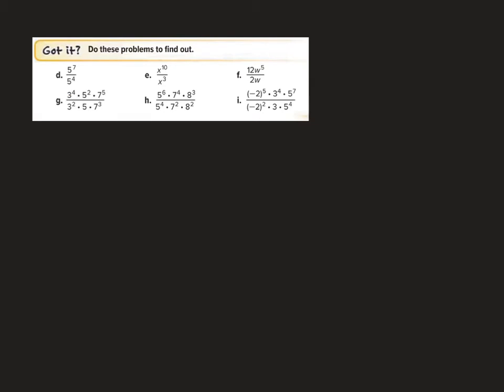So again, let's try a few examples. Let's start with D. D is 5 to the 7th over 5 to the 4th, which would equal 5 to the 7th minus 4, or 5 to the 3rd. And when we simplify 5 to the 3rd, we get 125, or 5 times 5 times 5.